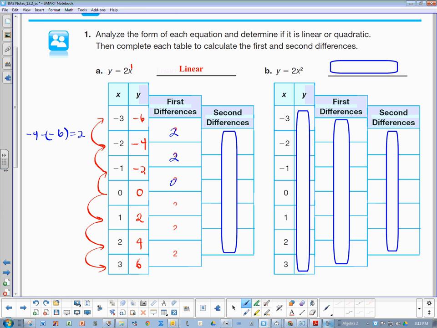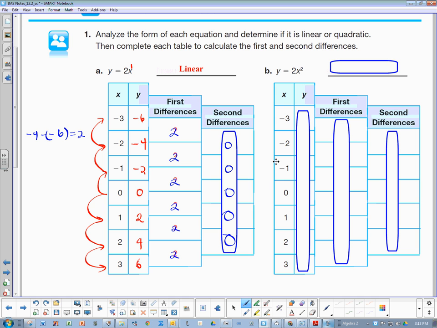So let's fill these in. This is a 2, 2, 2, and this is a 2. And now the second differences. Well, 2 minus 2 is 0, 0, 0, 0, and 0. Okay, so for the linear function, second differences are 0. Let's move on to b here, 2x squared. All right.